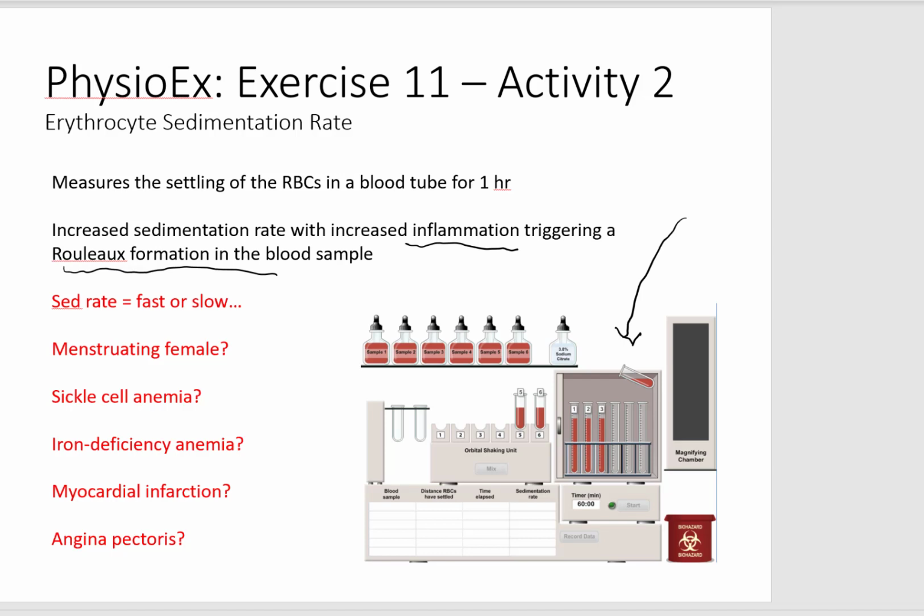The only reason why the last person with the angina pectoris had a slow SED rate is simply because they're just having normal chest pain. Yeah, so they had a normal SED rate compared to the normal person in sample 1. So they're having chest pain for some other reason. Maybe they have, like I said, a muscle cramp in their internal intercostals.